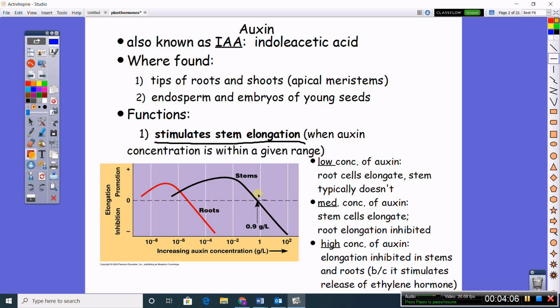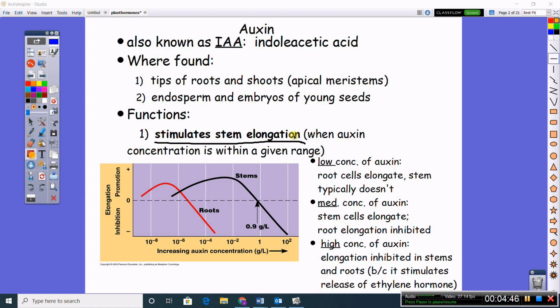And then at a very high concentration of auxin, like up at this portion of the graph, elongation is going to be inhibited in both stems and roots because it's going to basically feel like it's under stress, and it's going to stimulate the release of ethylene. Okay, so normally, I know it depends on the auxin concentration, but normally we think of auxin as promoting stem elongation.